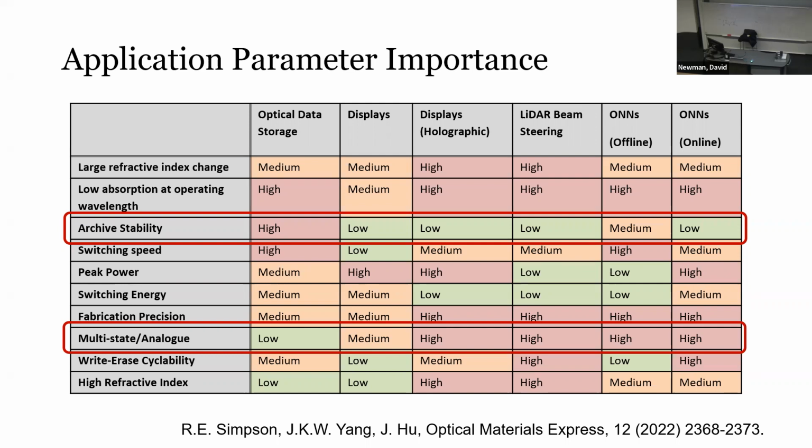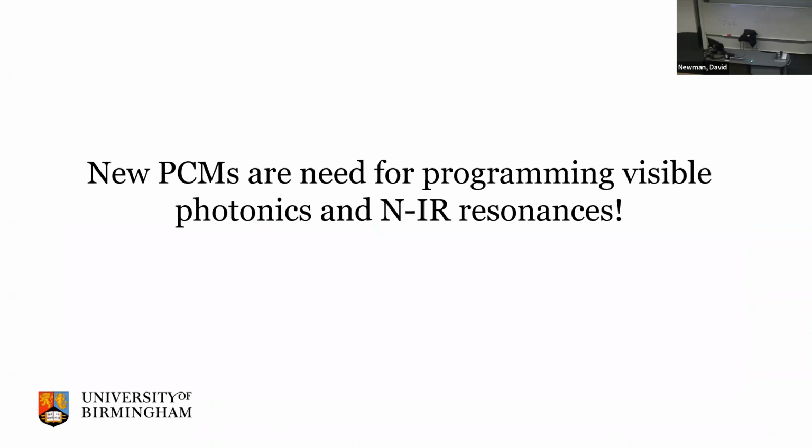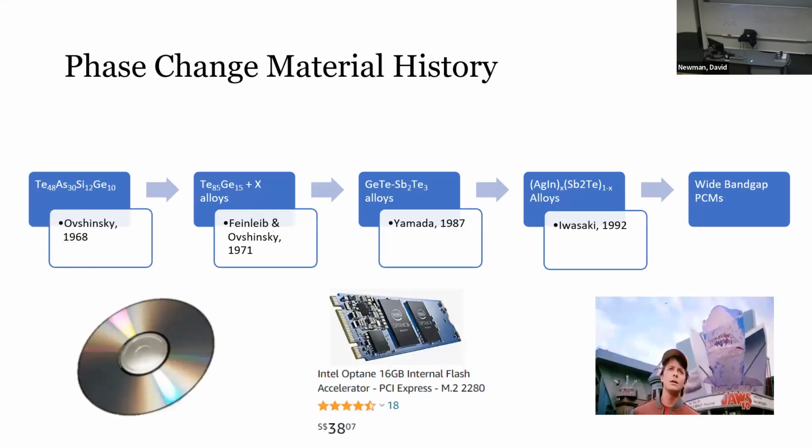Whereas we might quite like multi-state or analog transitions in refractive index, rather than just on and off transitions, which are more typically required for digital data storage. So I think there are horses for courses, right? We need to develop new materials for specific applications. So I'm saying here, we need new PCMs for programming visible photonics and near infrared resonances.